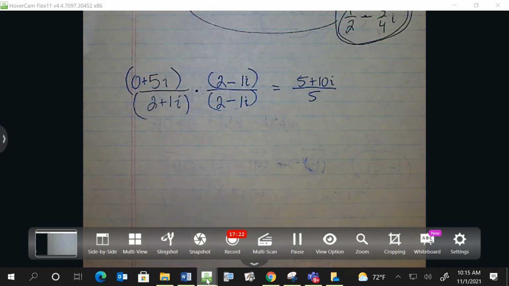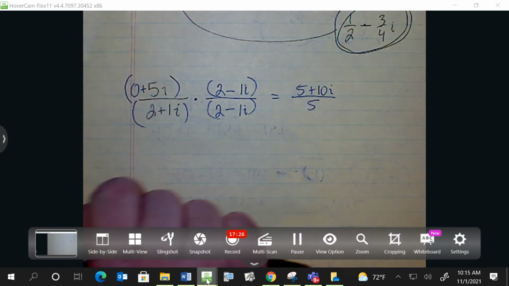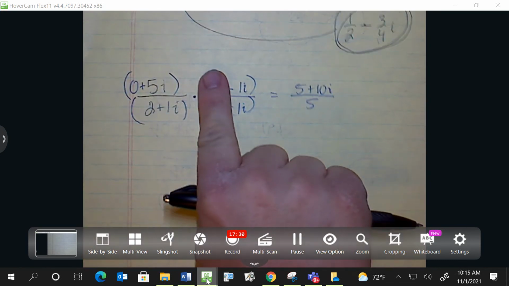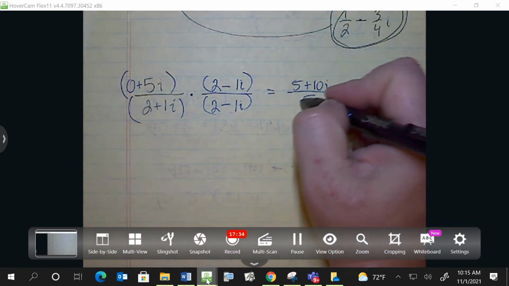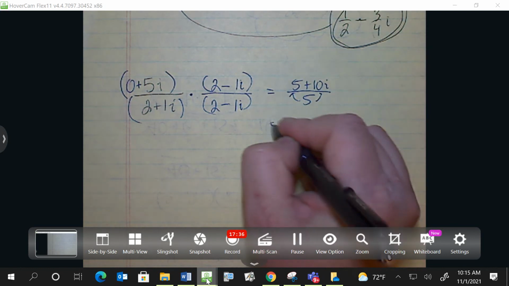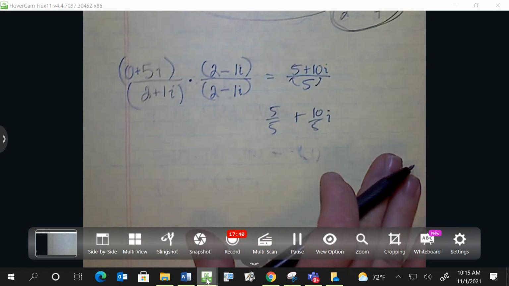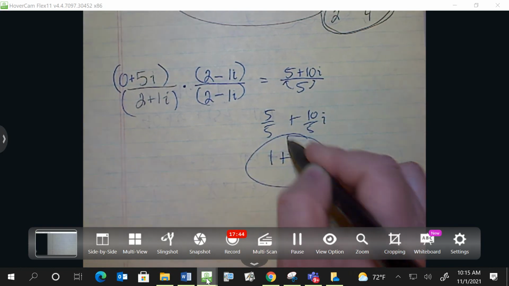Since most of you are at this point, I want to let you know, when you do this, you have to show your work. So what is showing your work? You're provided with this. You multiply it by the conjugate. You get to this point, but you can't stop. Remember, you have to keep going. That 5 has to be shared with both, so 5 over 5 plus 10 over 5. If you need to use a calculator, do so, but hopefully you can get 1 plus 2i.